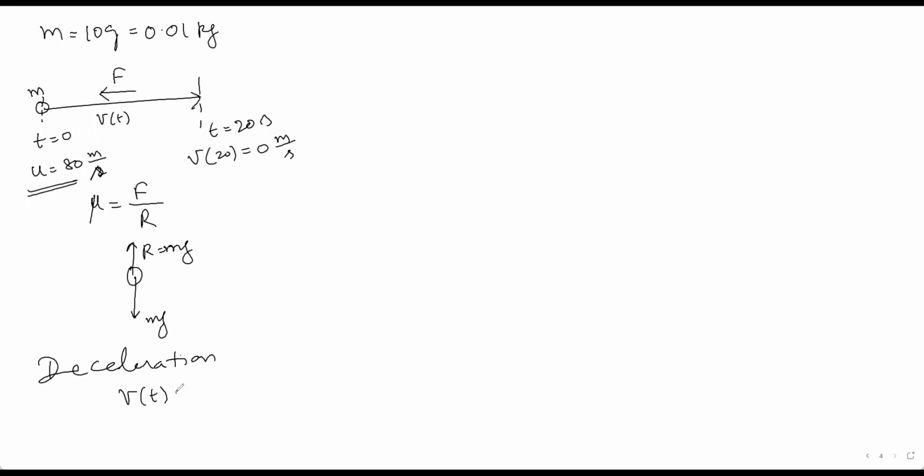v as a function of time we can write as u plus the acceleration multiplied by time. According to the given data, this is 0 at the end of 20 seconds. So 0 equals 80 meters per second plus a multiplied by 20 seconds. So a is minus 80 over 20, which is minus 4 meters per second squared. This is the negative number, the deceleration felt by the object.